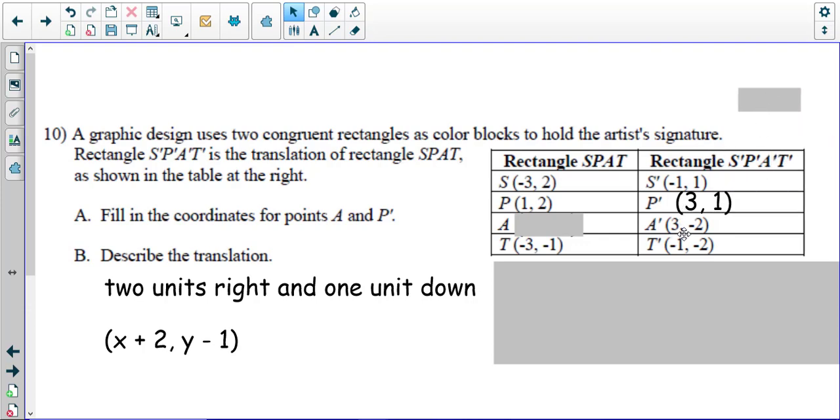Now we have to work backwards though to go from A prime to point A. So instead of going 2 units right, which is what I did to get from A to A prime, I'm going to go 2 units to the left to undo that. So I'm going to subtract 2 from 3, which is going to get us an x coordinate of 1. And instead of going 1 unit down, we're going backwards, so we're going to go 1 unit up. So I'm going to add 1 to the -2 to get us to -1. So point A would be at 1, -1.